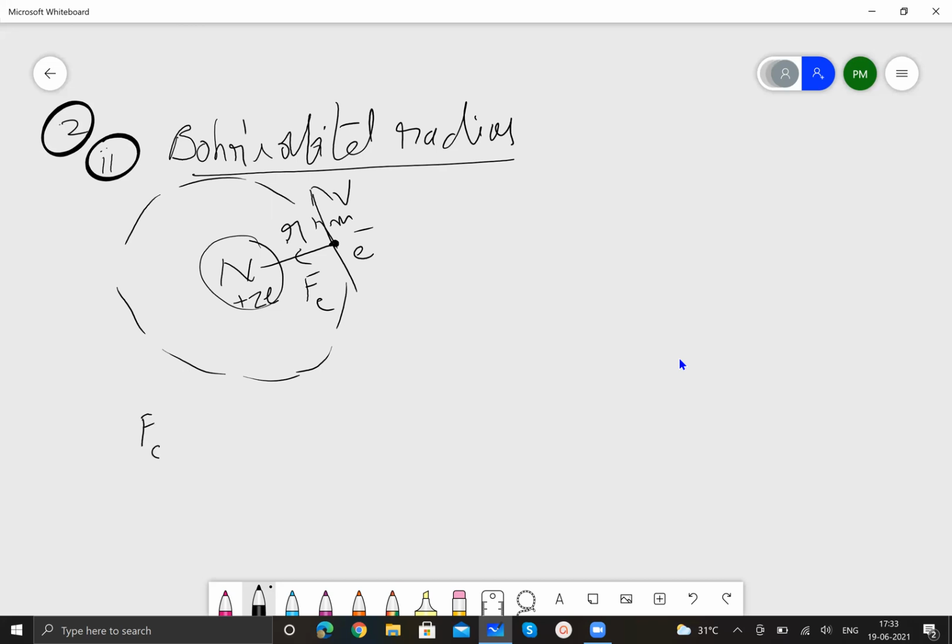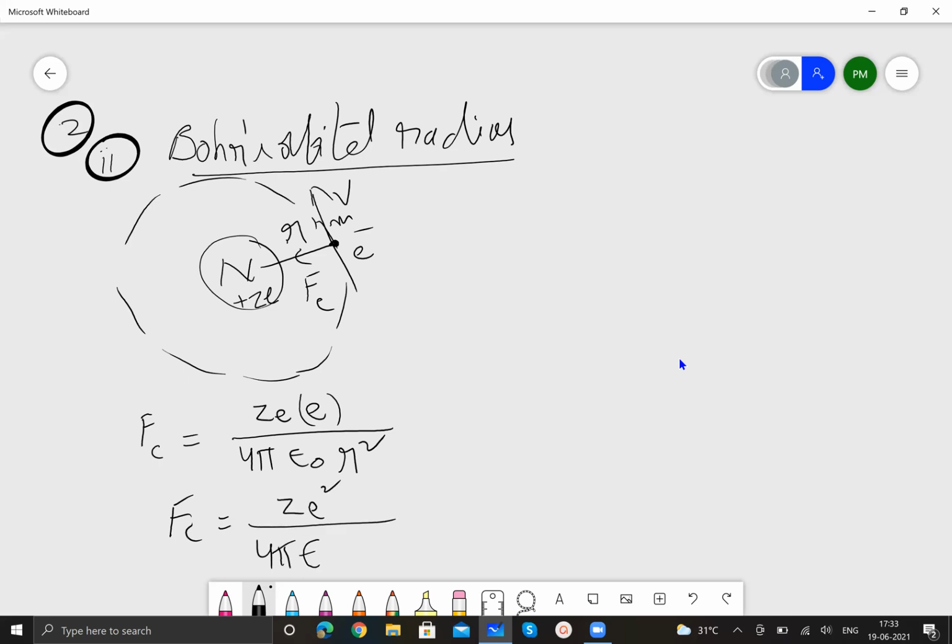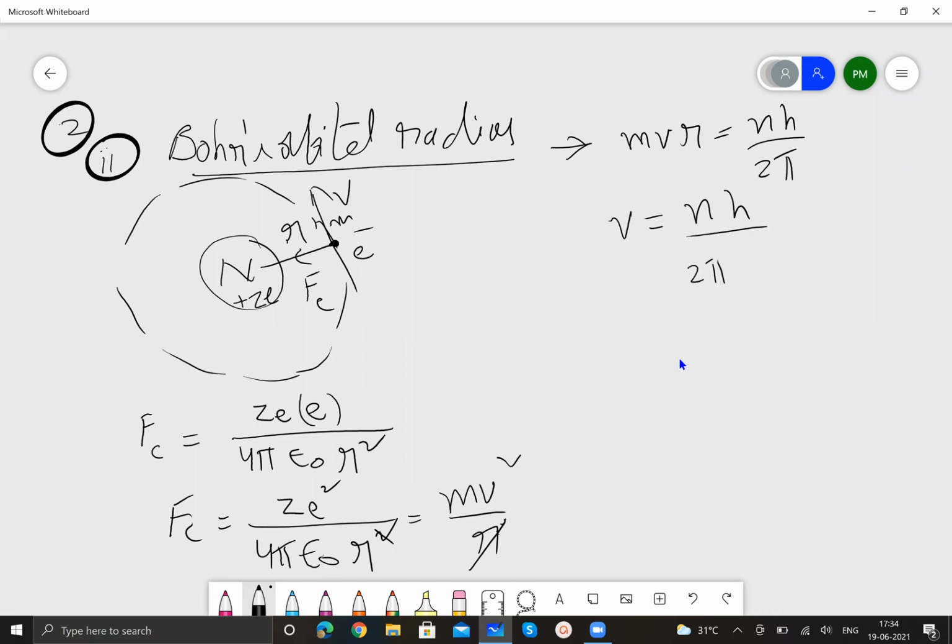So the Coulombian force of electrostatic attraction of nucleus on the electron is given by Q1 is Ze, Q2 is e, by 4 pi epsilon 0 r square. So it comes out to be Ze square by 4 pi epsilon 0 r square. Then I said this will be equal to the centripetal force needed for the electron to move around the nucleus. So here, this r can be cancelled, and Bohr's second postulate gave us a relation mvr is equal to nh by 2 pi. From this, v is equal to nh by 2 pi mr.